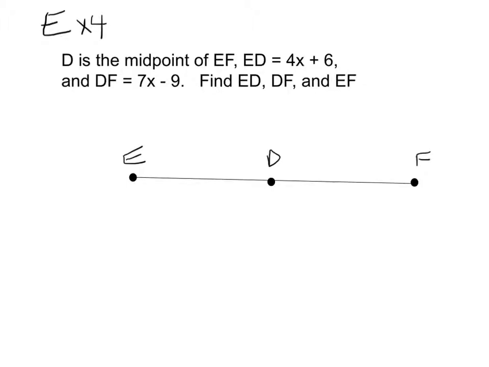Okay, your last example, example 4. If D is the midpoint of EF, ED equals 4x plus 6 and DF equals 7x minus 9. Find ED, DF, and EF. Notice that our final answer should be an answer in terms of 3 things. It's asking for 3 things as our final answer. Let me go ahead and fill in the blanks of what this should be. So ED is 4x plus 6, and DF is 7x minus 9.